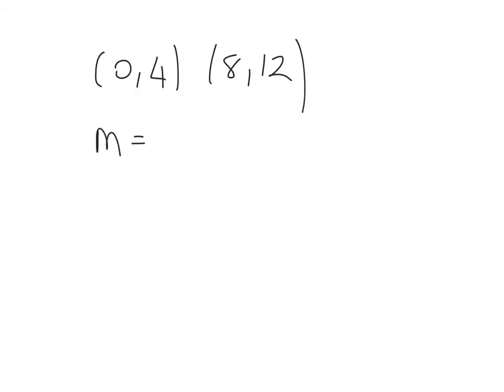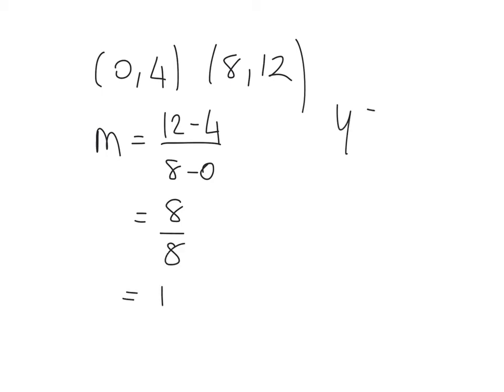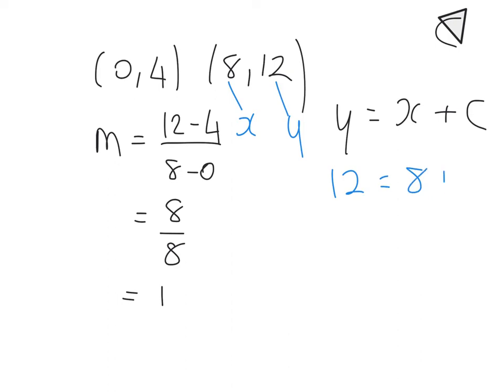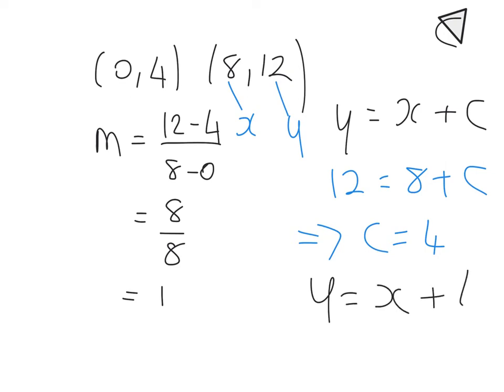Alternative method, find the gradient as normal. 12 minus 4 over 8 minus 0, 8 over 8, which is 1. The equation of the line then is y equals 1x plus c, and I can now use the substitution method. Choose one of the points, it doesn't matter which one, and label it x, y. So I'm going to choose this one. Where I see x, I'm going to replace it with 8, and where I see y, replace it with 12. 12 equals 8 plus c. 8 plus something gives me 12, that's 4. c is equal to 4, the gradient is equal to 1, so that's y equals 1x plus 4, same answer.